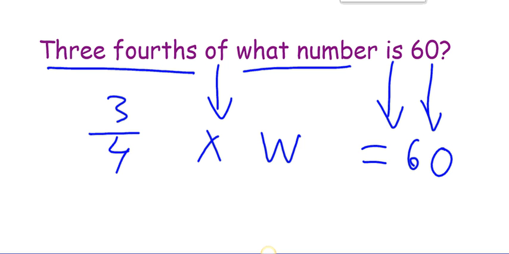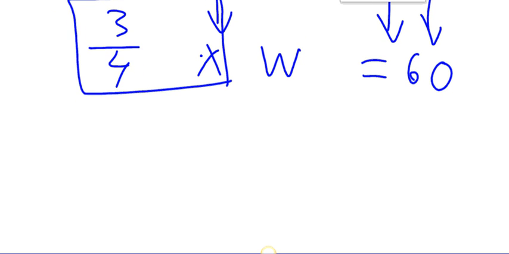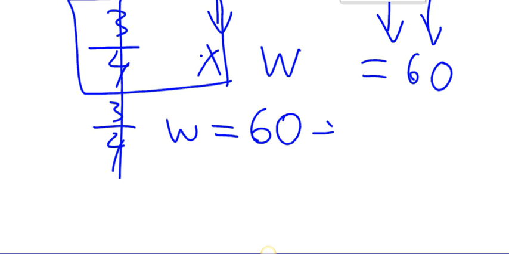Once again, we're multiplying. So when we multiply, we want to get rid of this. So we're going to do the opposite. The opposite of multiplying is dividing. So we're going to divide by 3/4. So 3/4 divided by 3/4 becomes 1. And so now my new problem becomes W equals 60 divided by 3/4.